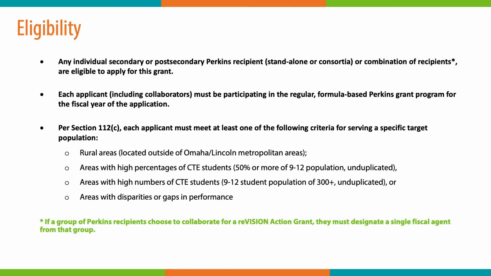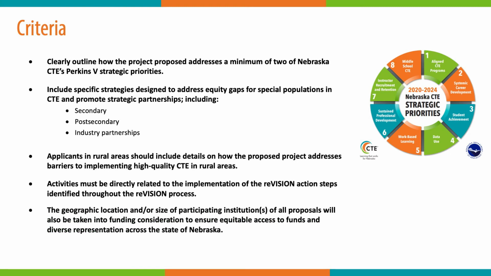Each applicant, including collaborators, must be participating in the regular formula-based Perkins Grant program for the fiscal year of the application. Per Section 112C, each applicant must meet at least one of the following criteria for serving a specific target population: rural areas, areas with high percentages of CTE students, areas with high numbers of CTE students, or areas with disparities or gaps in performance. Grant criteria clearly outline how the project proposed addresses a minimum of 2 Nebraska CTE Perkins 5 strategic priorities, which is why I suggested that you have that material on hand.